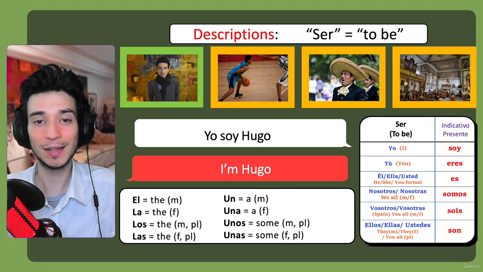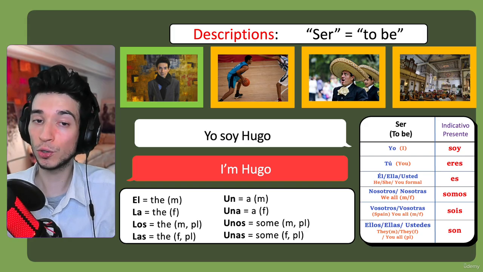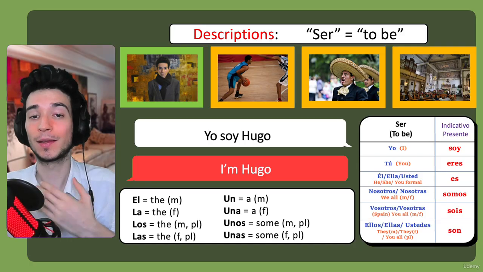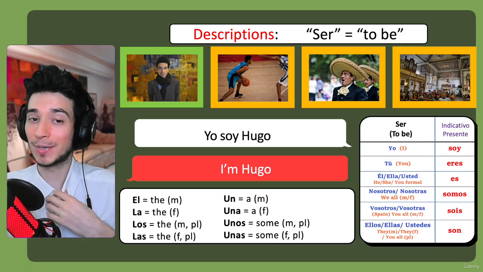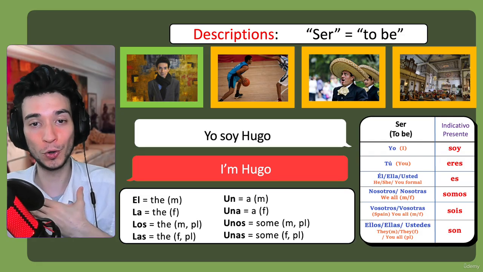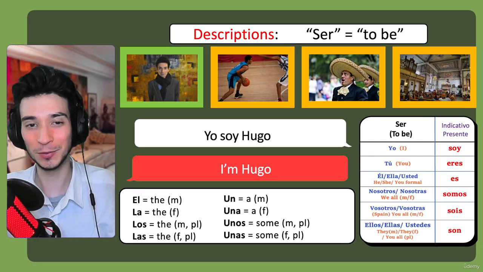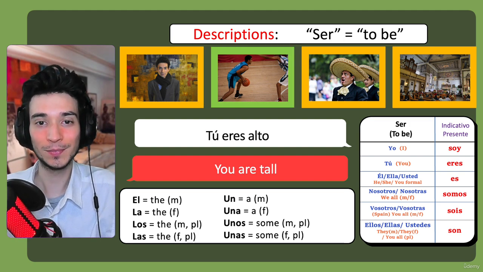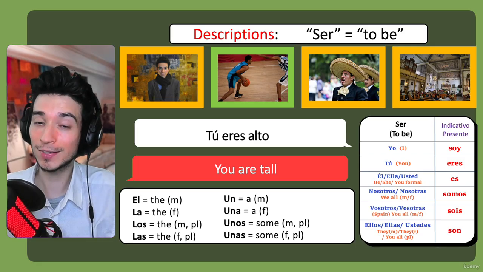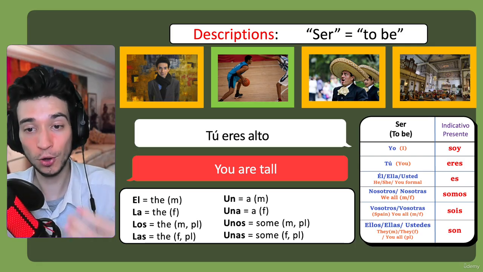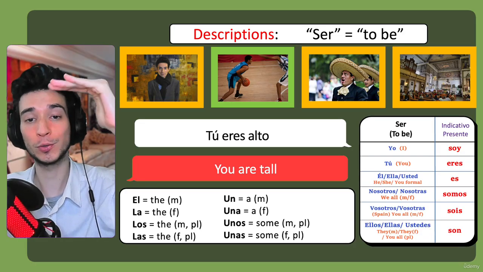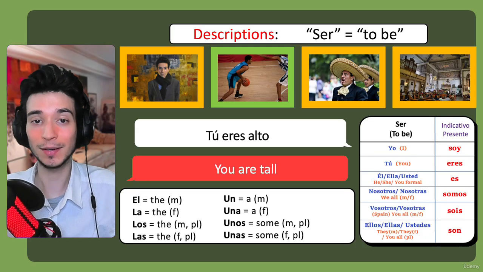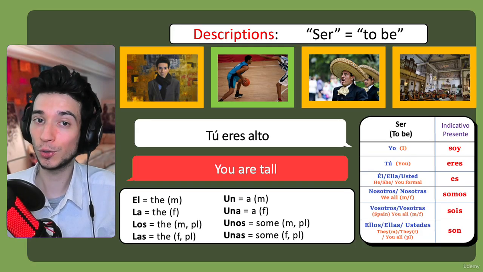The first example is yo soy Hugo, which means I'm Hugo. We're using ser for who you are. We do not say yo estoy Hugo. That doesn't work. Yo soy Hugo. The next one: tú eres alto. You are tall. If somebody is tall, we use ser. Tú eres, you are tall.